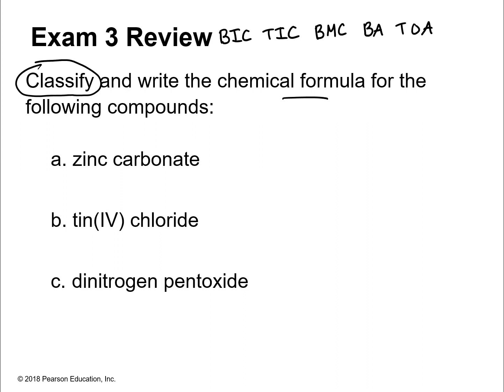Alright, I'm going to start classifying here. You can jump on in if you want to. We're going to classify A, B, and C. Then I'll write out the chemical formulas. So A, we've got zinc carbonate. How do we classify that one? You can use the abbreviations up there. Yep, this one is a ternary ionic compound. Metal, plus one of those polyatomic anions. What about B? We've got tin 4 chloride.